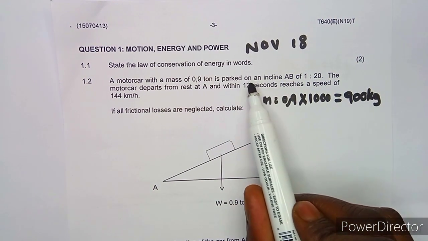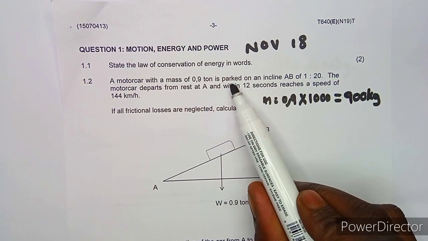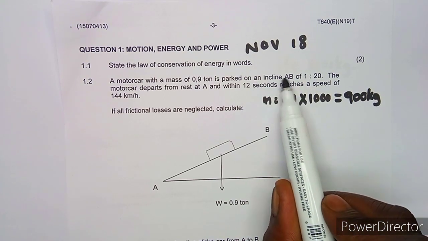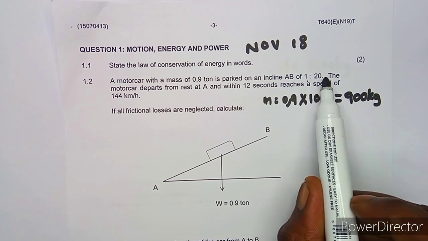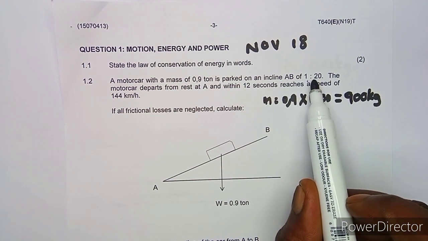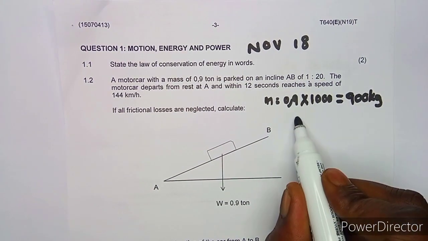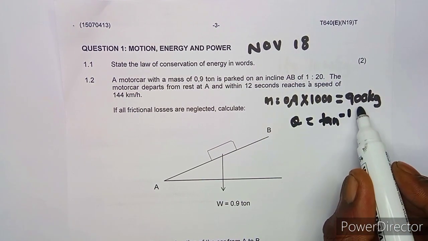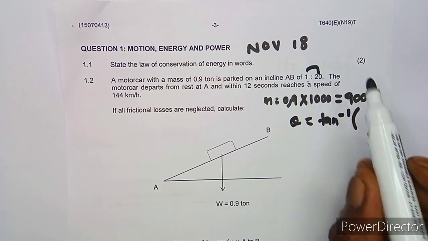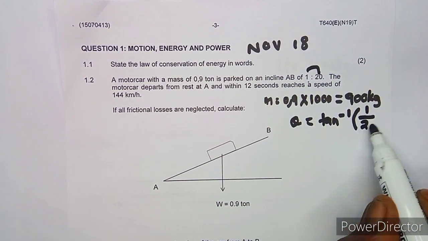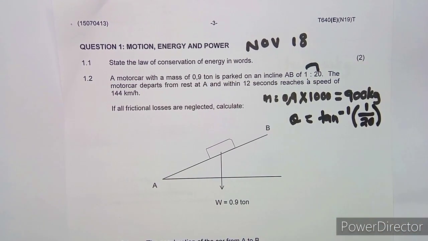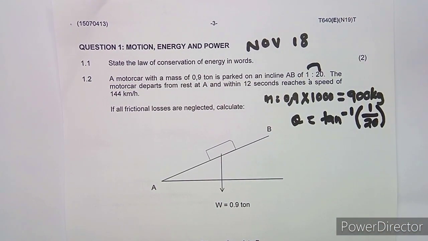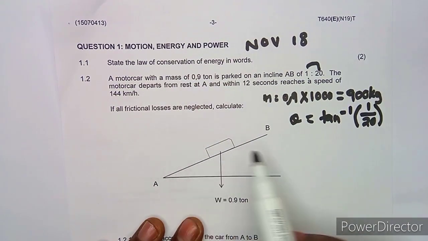Then we are given that it is parked on an incline AB of 1:20, so we are given the ratio there. That means our theta is going to be arctan of 1/20, like that. So that is going to be our theta. I don't know if we are to find it now, or we just leave it like that. Okay, we can just leave it like that.